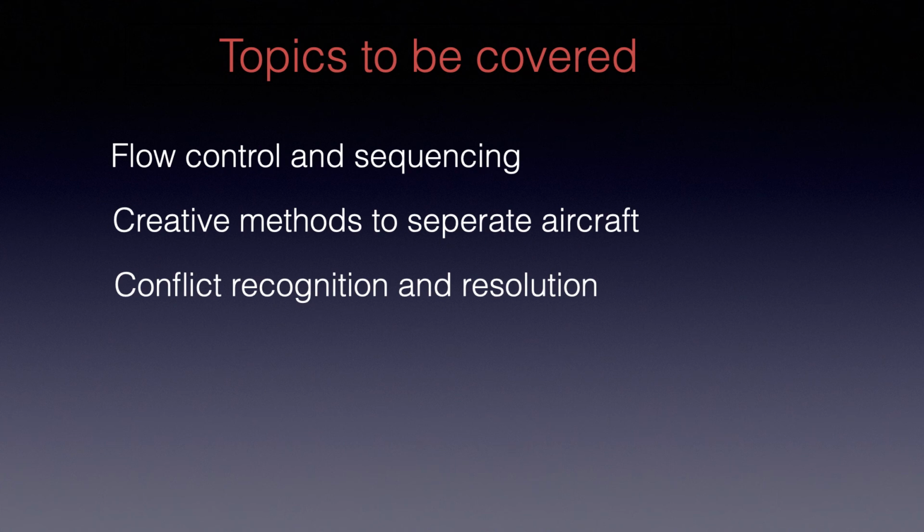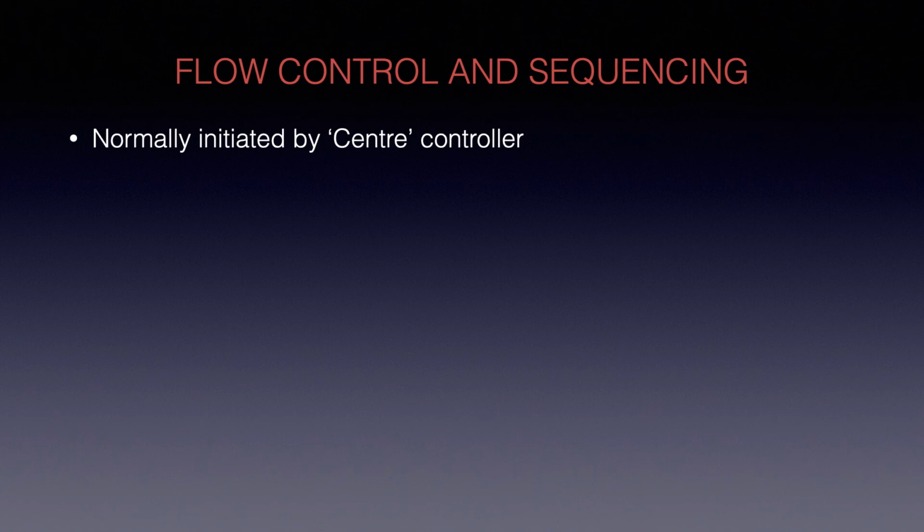Okay, so let's talk about flow control and sequencing. As I said, normally most of the flow control and sequencing is done by the center controller, and really the job of the center controller is to have the aircraft at an appropriate spacing before he hands them off to approach.